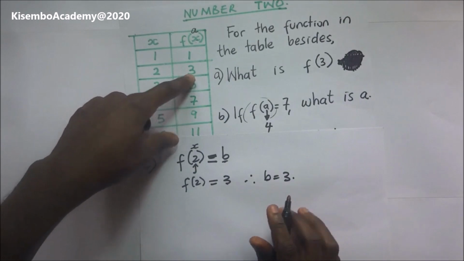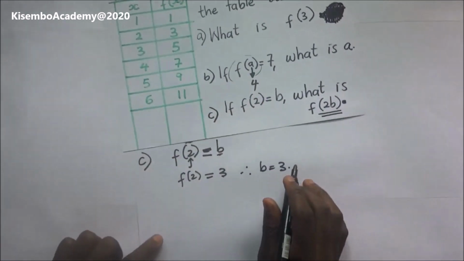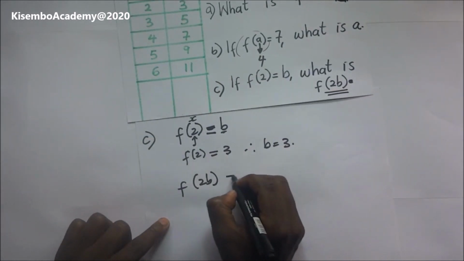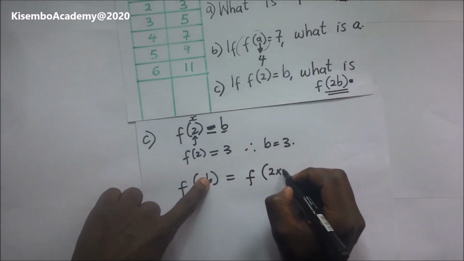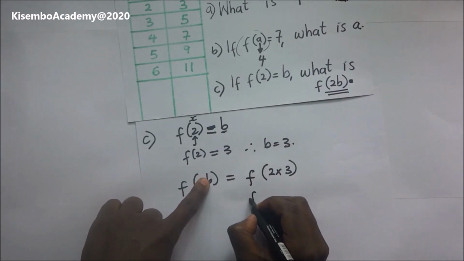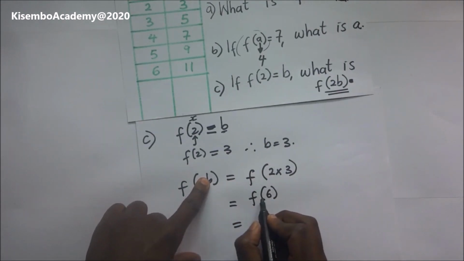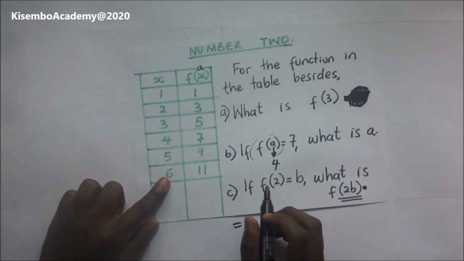Now that we know that our value of b is 3, we can go ahead and find f of 2b. In this case, f of 2b becomes f of 2 times our value of b, which is 3. So it's going to be f of 6. So what is our f of 6? What is the function when the value of x is 6? We can go ahead and find that.